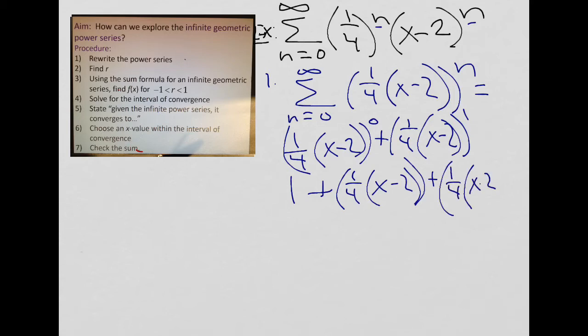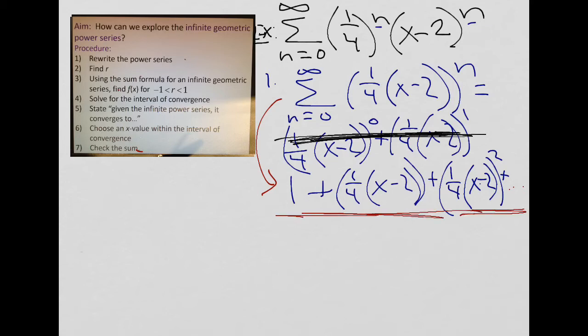Okay, and what I'm going to do here is that I already simplified these expressions, so I'm just going to cross them out. I don't need them here anymore. So what this series equals is 1 plus our next term and our following term, and it continues. So don't forget the ellipses at the end. So that's step 1.